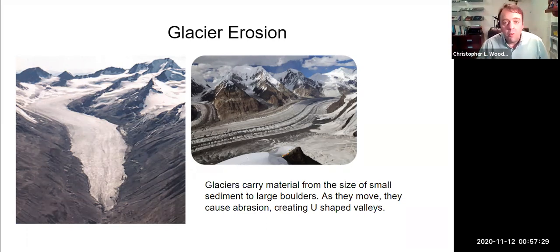There are other landforms as well. If we have time later in the year, we'll come back to glaciers and we'll really delve into them. But glacier erosion is one of the big agents.